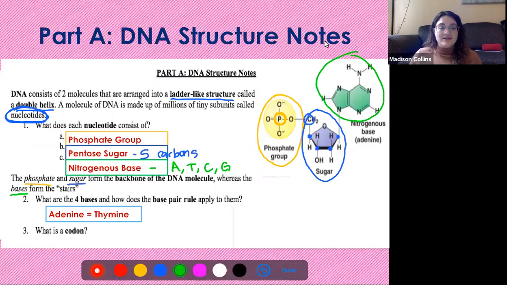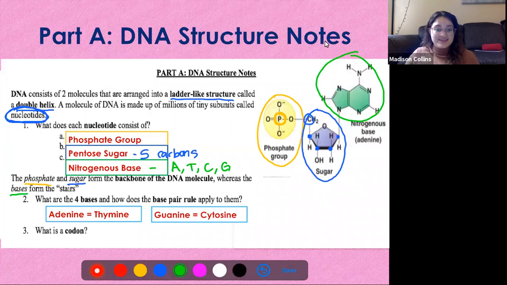Remember, those 4 bases are adenine and thymine. They always pair together. So A always pairs with T. And guanine and cytosine, they always pair together. G is always with C. So you're never going to have any sort of crossover. It's always going to be A and T and G and C.